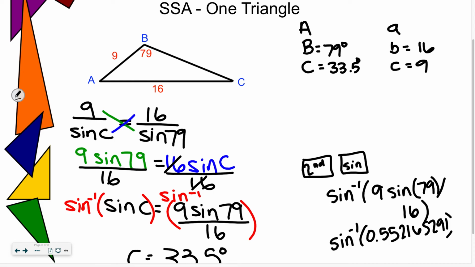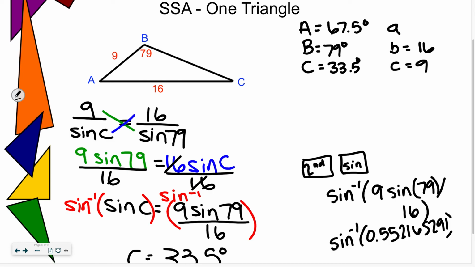Find angle A really easily. Now you're just subtracting from 180, aren't you? So can someone do that for us? 180 minus 79. Jayla? I got 67. 67.5.